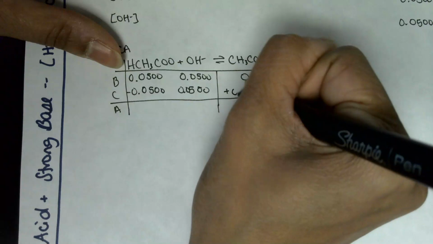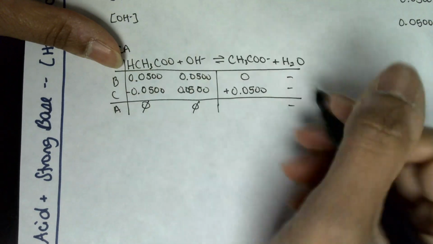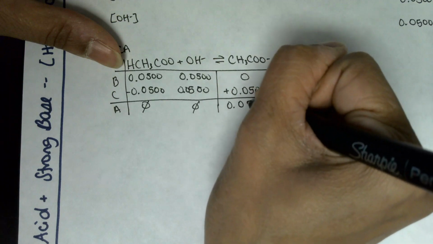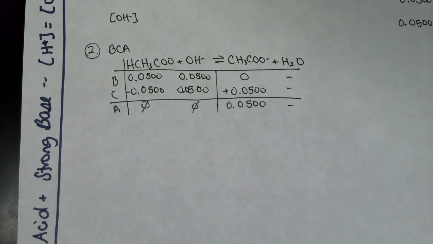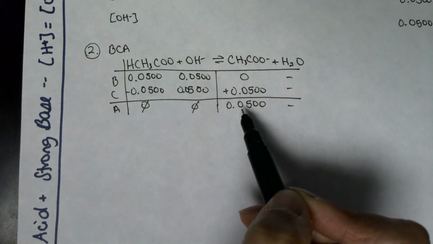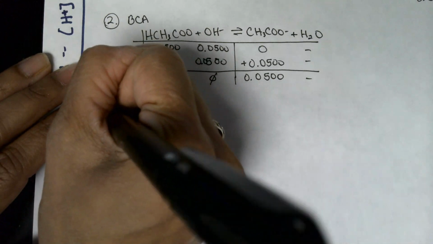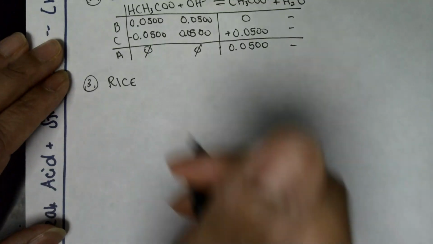And over on this side, you add in 0.0500. So here you have 0. That's 0. But this is 0.0500. Okay, you got that part. Now, this then needs to go into a rice table. So this step is a rice table.